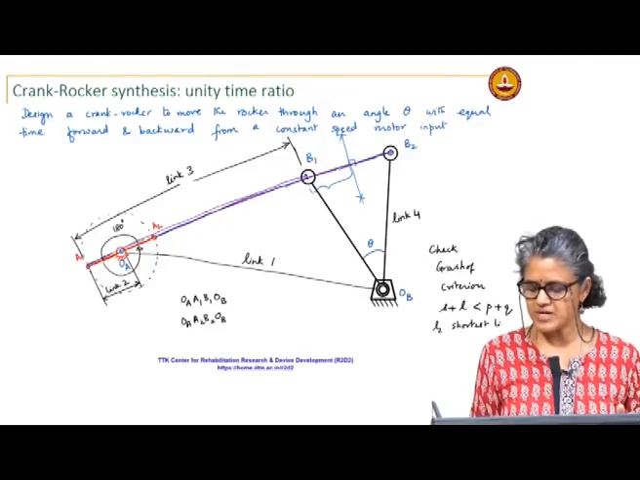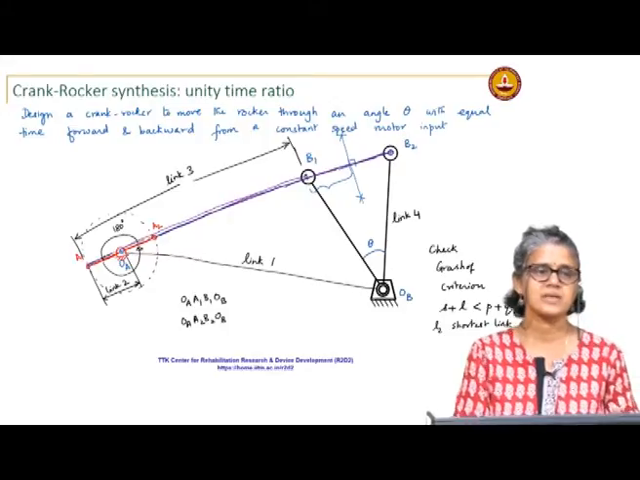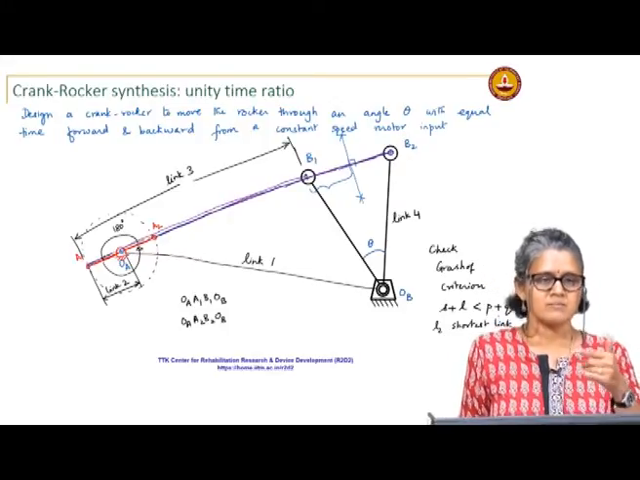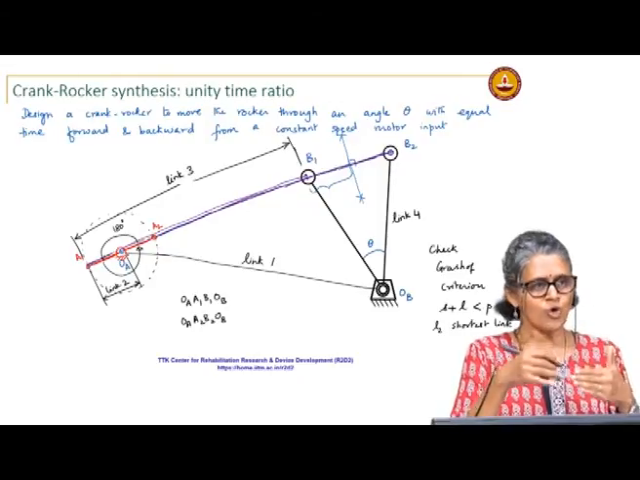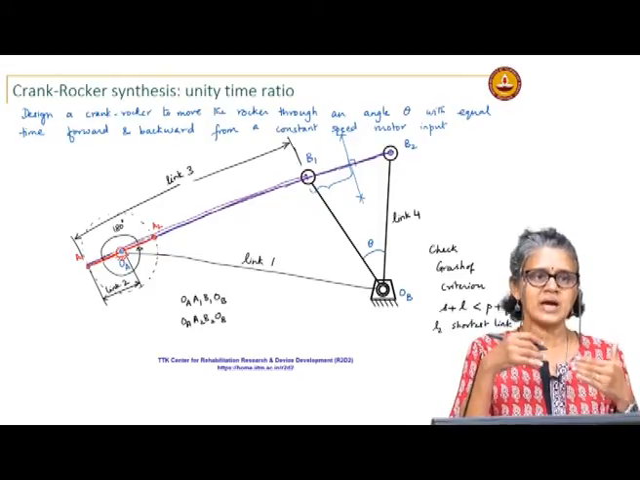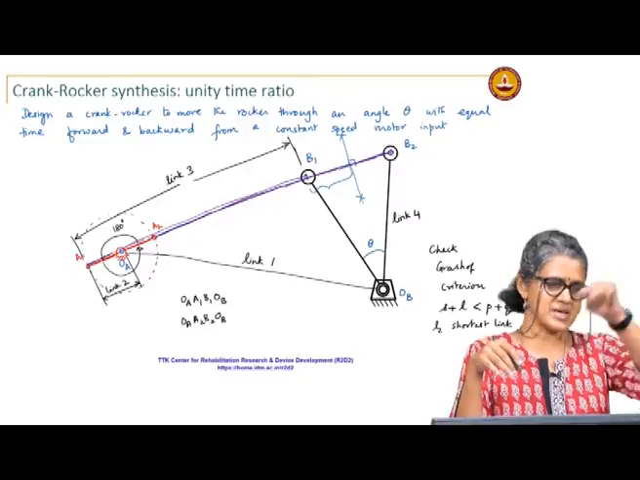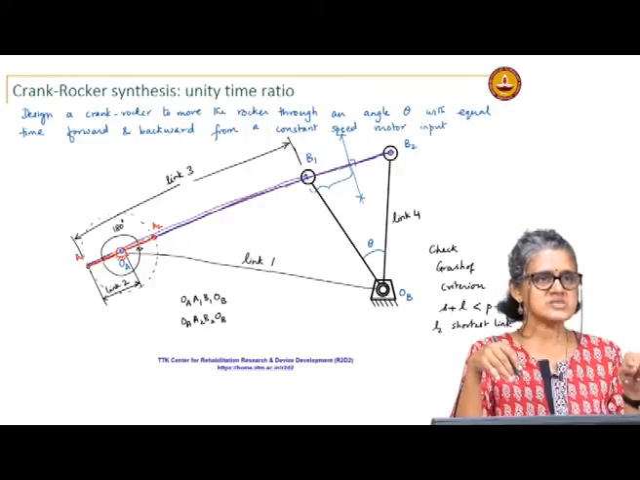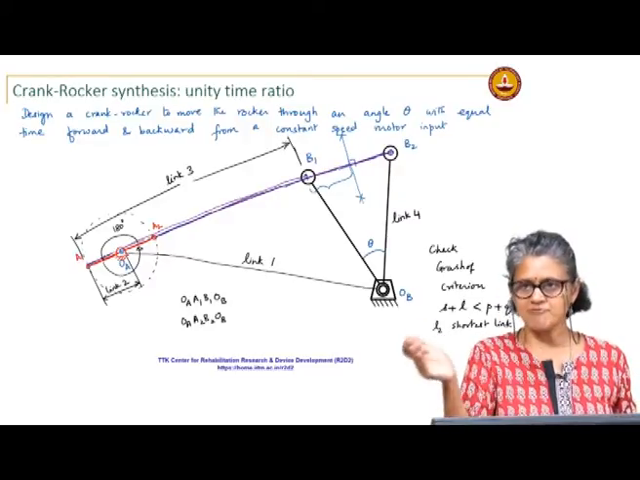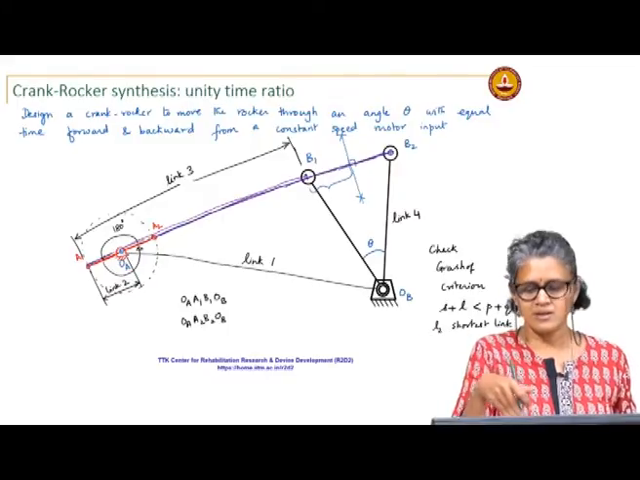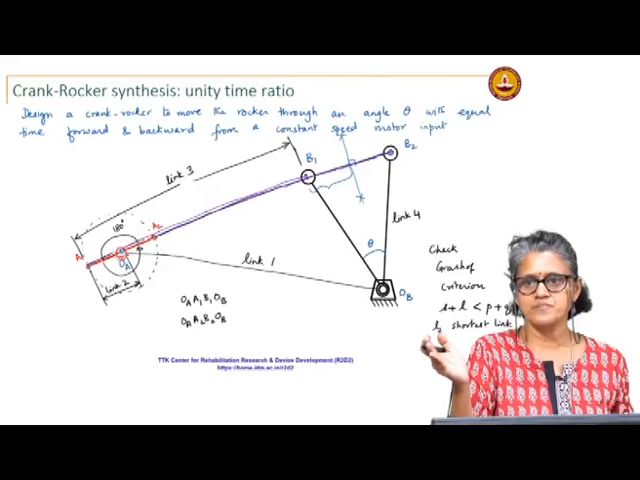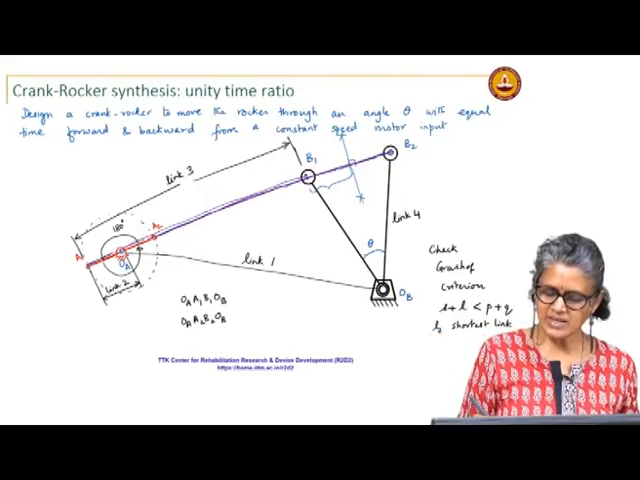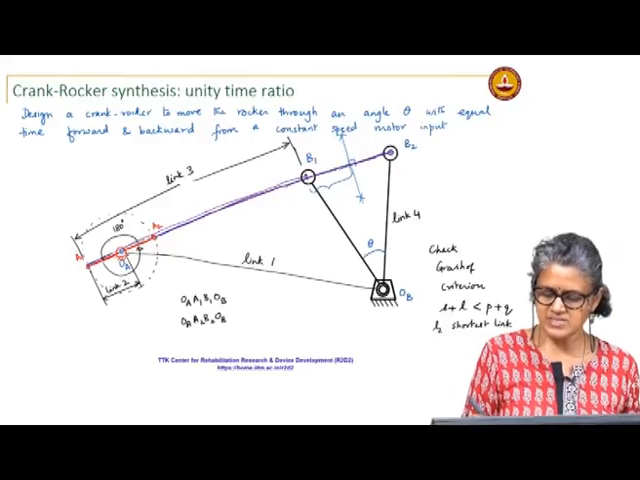If these two conditions are satisfied, then by just looking at the two extreme positions, I know my linkage will behave the way I want it to. That is, I can give it a continuous input and have the rocker move between these two limit positions. So, this angle theta is specified.